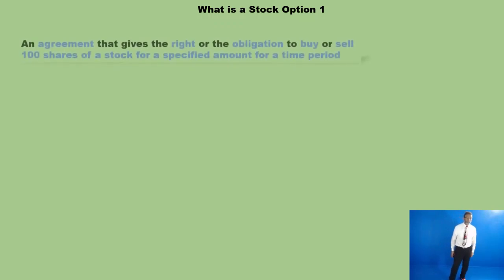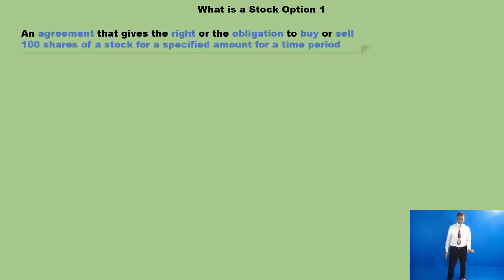What is a stock option? Well, a stock option is an agreement that gives the right or the obligation to buy or sell 100 shares of a stock for a specified amount for a specific time.